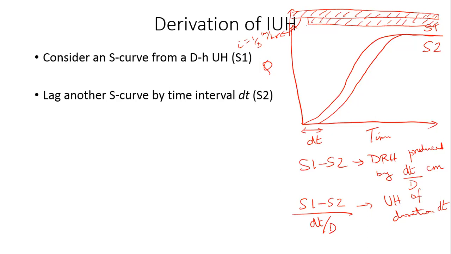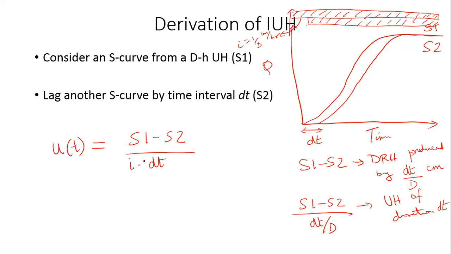So if I want to write it mathematically, this unit hydrograph that I've obtained, let us say, is a function of t, is simply S1 minus S2 divided by dt. This 1 by d, I will write it as I, okay? Over here, I have a 1 by d, right? I'll just write it as I times dt. That's all, okay? We all agree that 1 by d is I. So I'm just writing it like this.